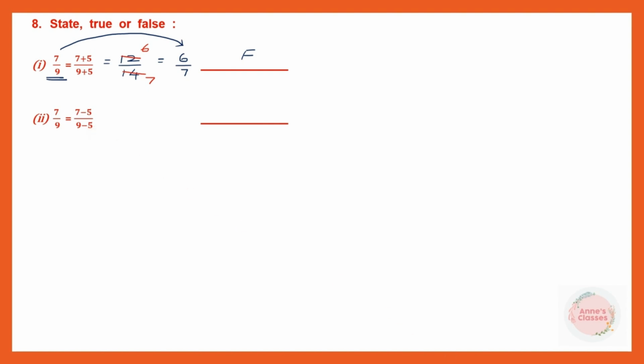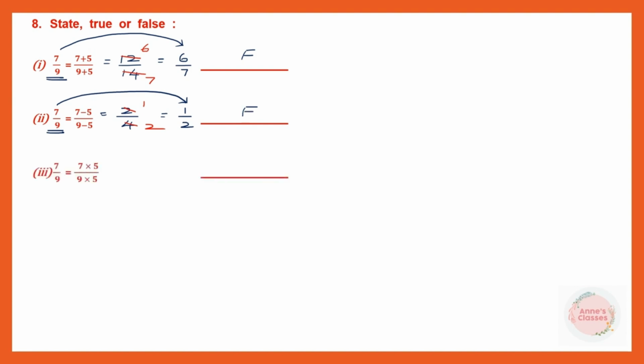So let's see, 7 minus 5 is 2 and 9 minus 5 is 4. Let's reduce this to the lowest term. 2 1s are 2, 2 2s are 4. So what is the new rational number that we have? 1 by 2. Whereas here we have 7 by 9. So 7 by 9, the statement says, is equal to 1 by 2, which is wrong, and the statement is false.